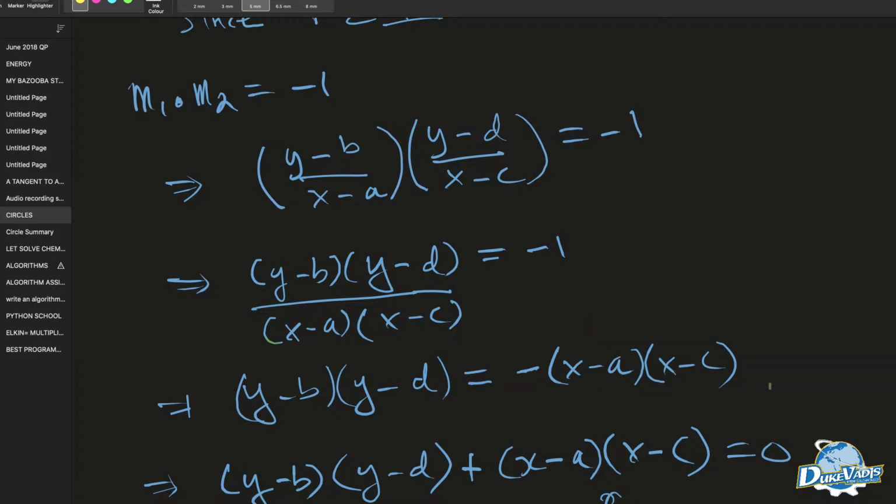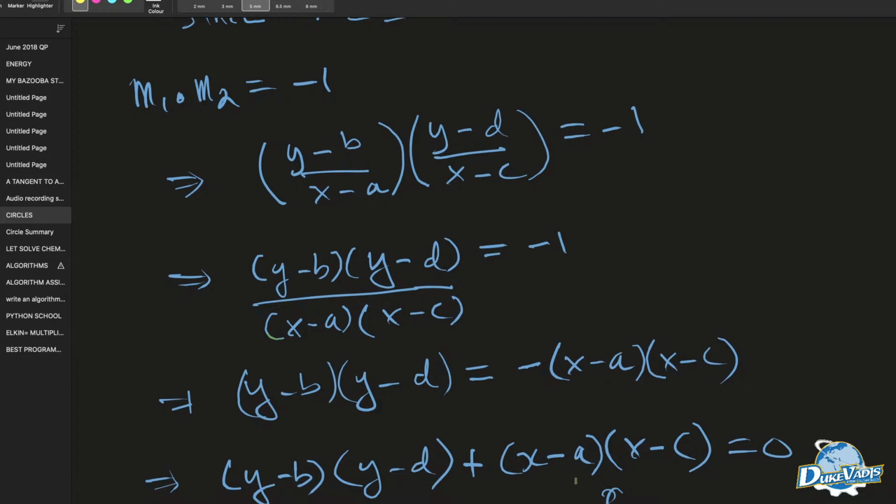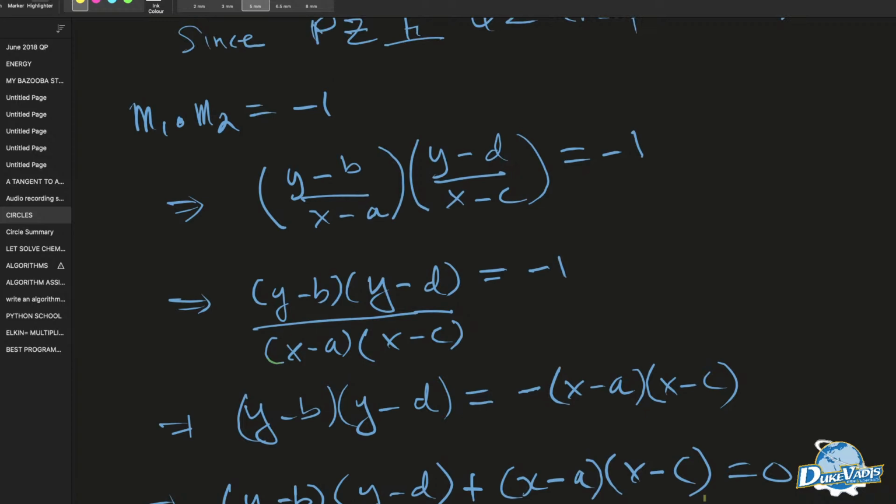Now after that, we shift this in here. So this one will be (x minus a)(x minus c) plus (y minus b)(y minus d) is equal to 0. Hence the proof. Yeah, guys, this is where we finish. This is the best way we can go about it.